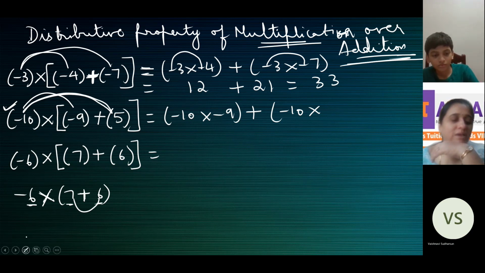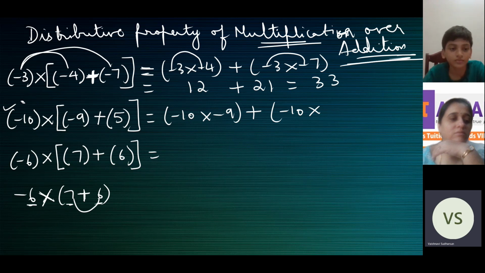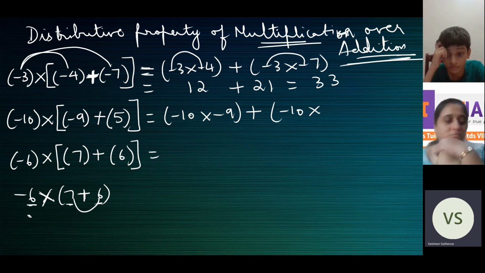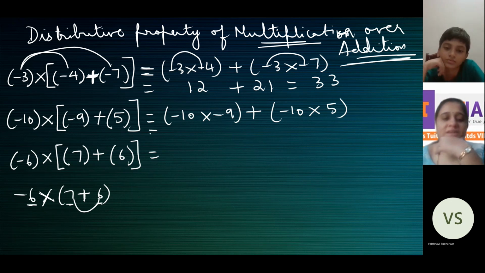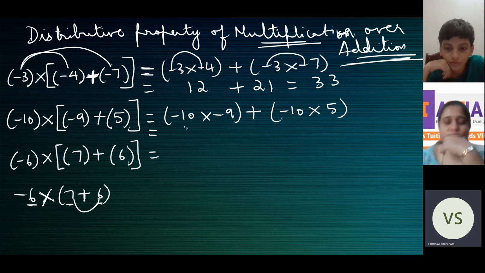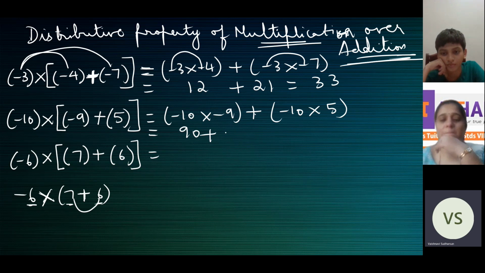No. One minute, let me ask Navneet if he understood. Wait, ma'am. Minus 10 into minus 9, ma'am, and then minus 10 into 5, ma'am. Yeah, into 5. Now in the next step, what is minus 10 into minus 9? Ma'am, plus 90. Then this plus sign. Plus, what is minus 10 into 5? Minus into plus is minus. So minus 50.